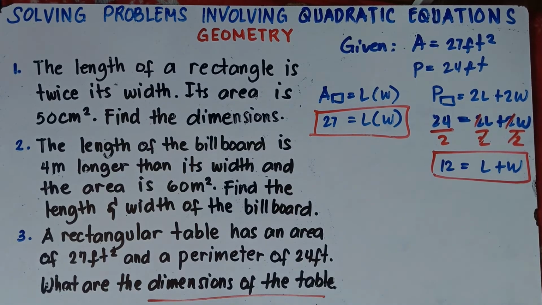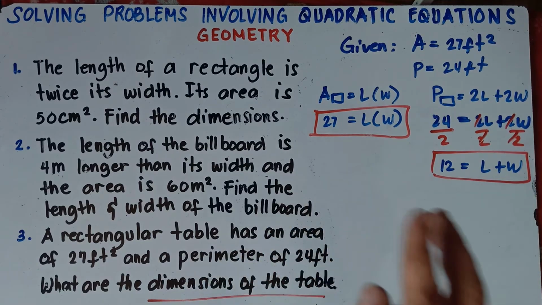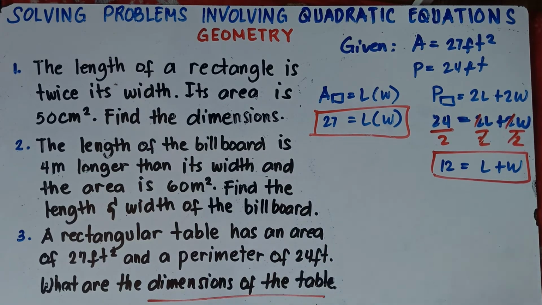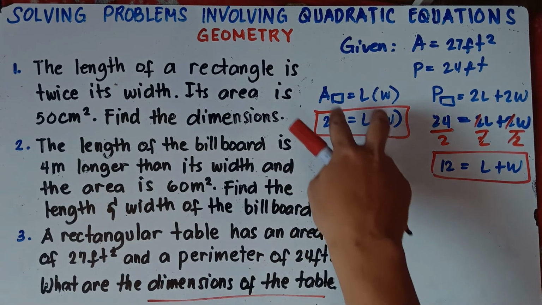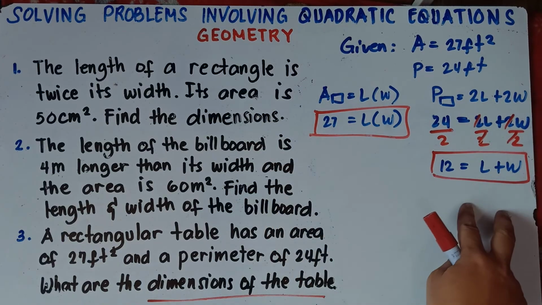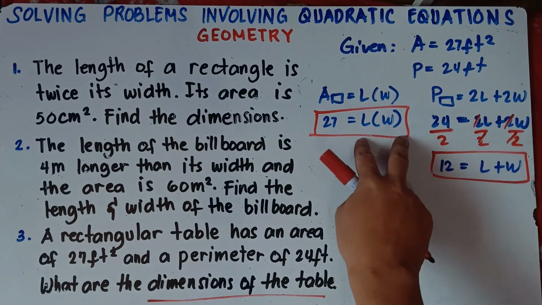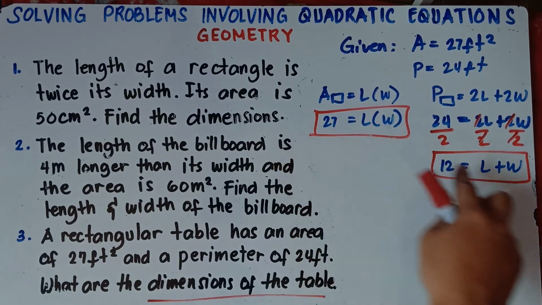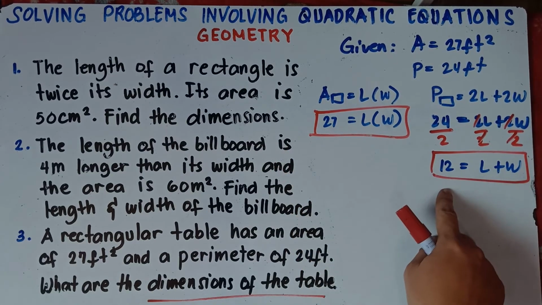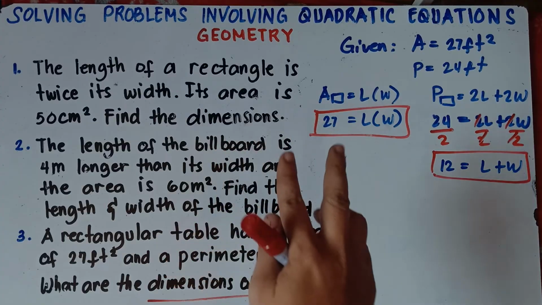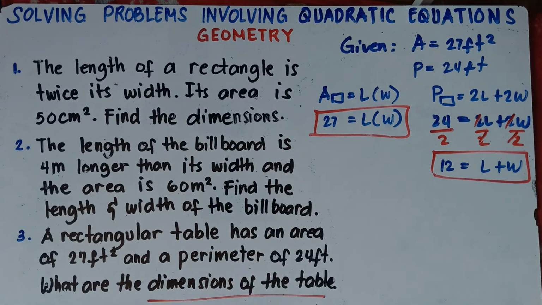If you have this kind of question, class, where the area and the perimeter are given, when you substitute the values of the area and perimeter, you get the product and the sum. This is the product: length times the width. This is the sum: length plus the width. So if you have the sum and product, you can actually use this equation, class.